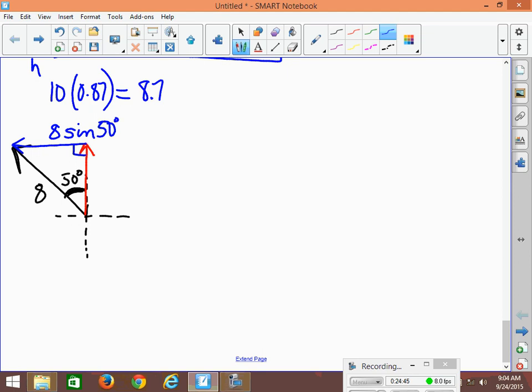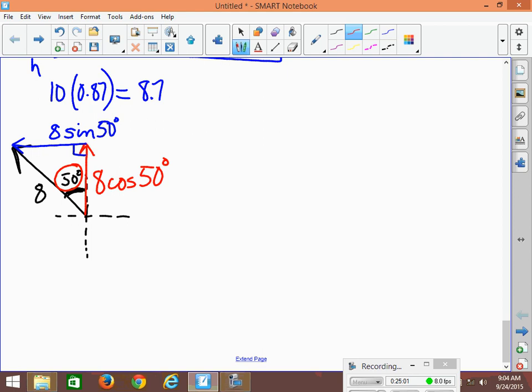Notice how we're using the sine function here to get the x component, because our angle is not in standard position. But that's okay, you can do that. And here, you would write 8 cos 50, and the reason being, this is the adjacent side to the angle that I'm working with.